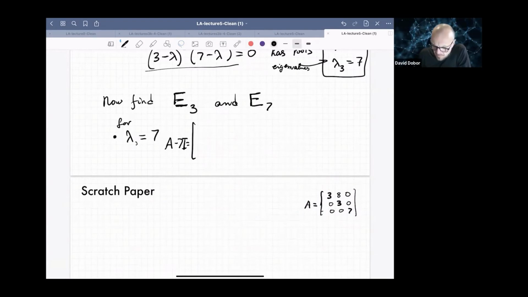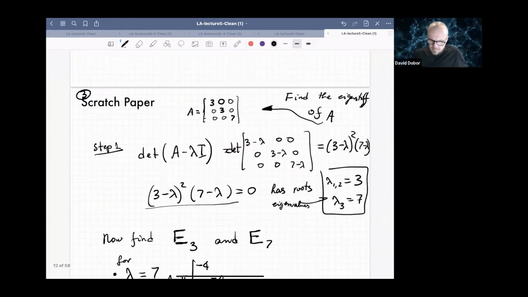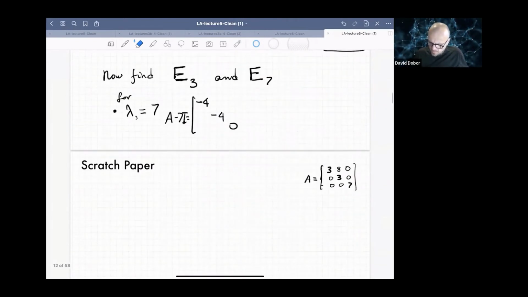It's going to be minus 4, 0. And this time, this 0 here is important. That's our new matrix. Let me copy that one so that we don't paste the wrong thing. Okay, so now our matrix is this.